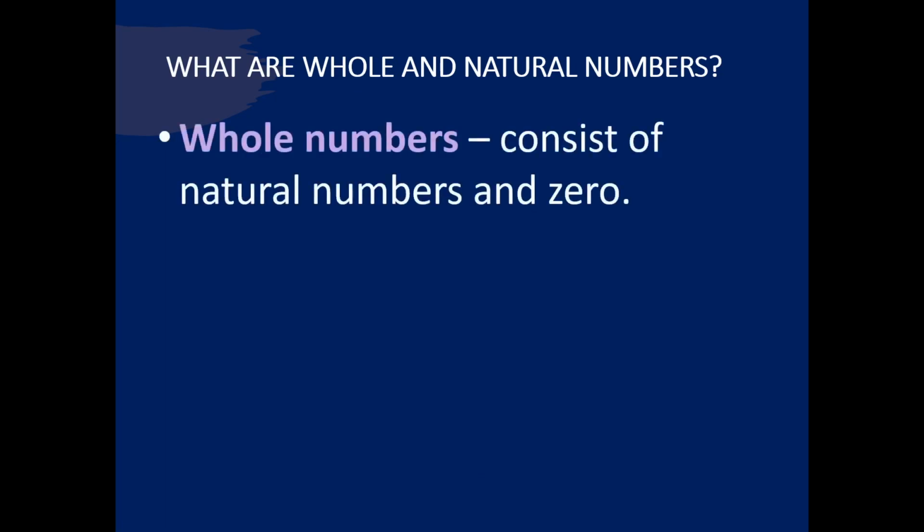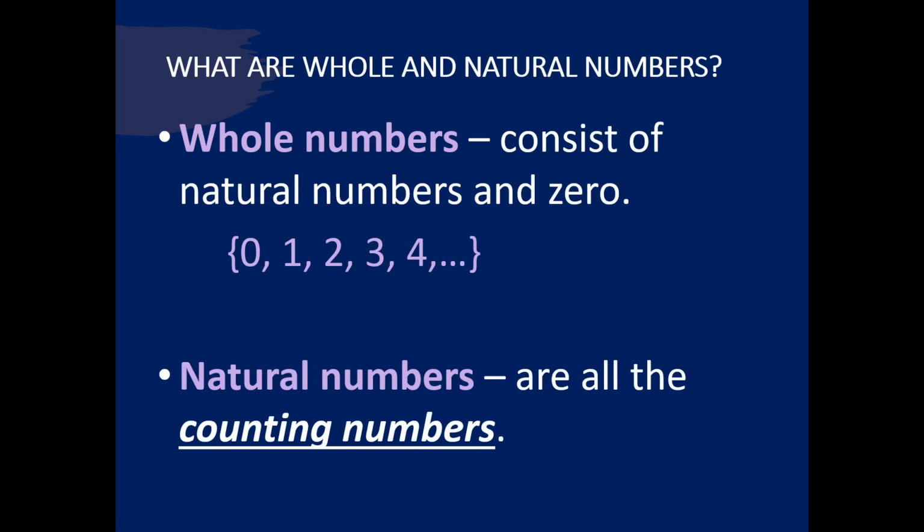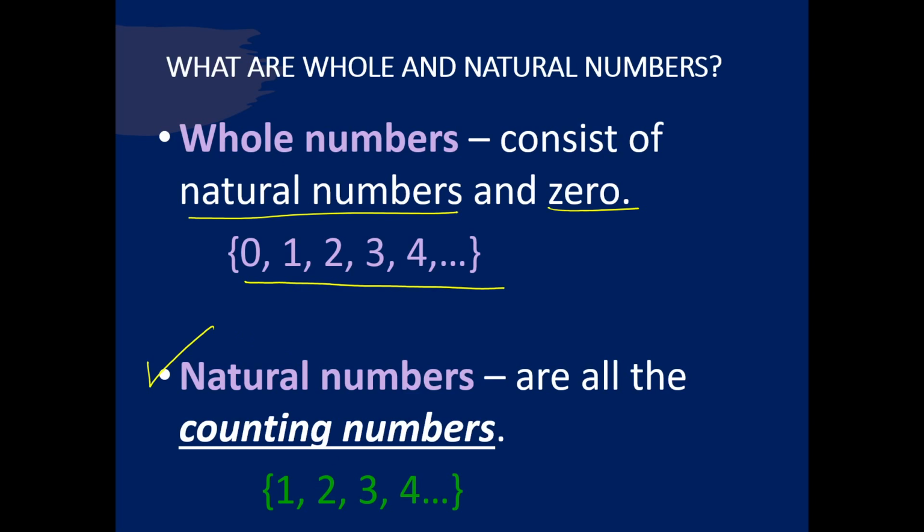Unsa man ning whole number? It consists of 0, 1, 2, 3, 4, 5, 6, 7, so on and so forth. Unsa man ning natural numbers? Those are counting numbers. It starts with 1, 2, 3, 4. So when I say whole number, it begins with 0 and 1, 2, 3, 4. Those are natural numbers plus 0. When I say natural number, it starts only with 1. 0 is not a natural number, by the way.